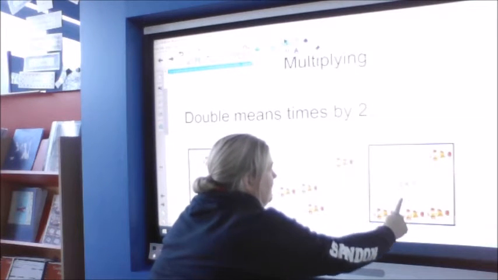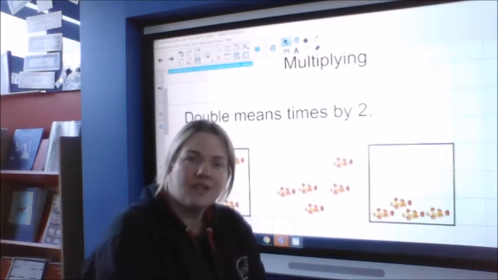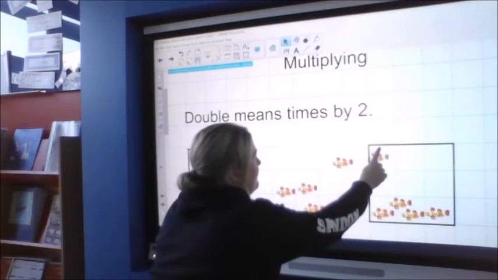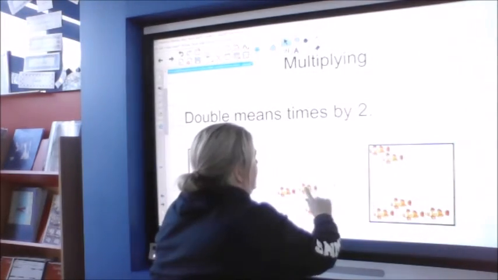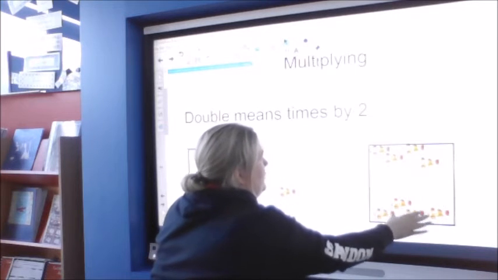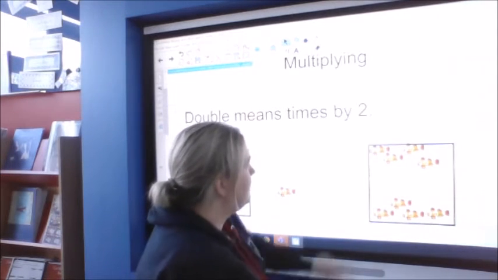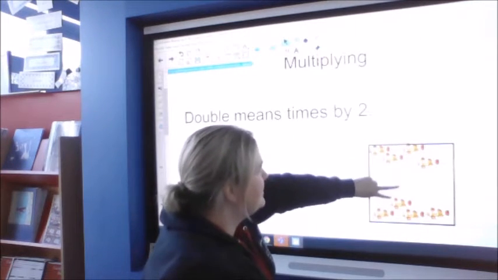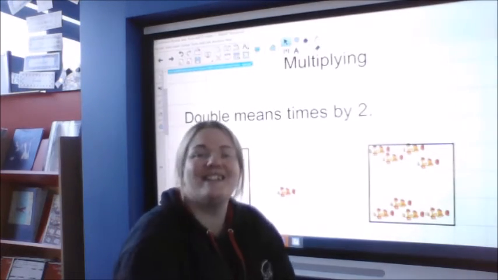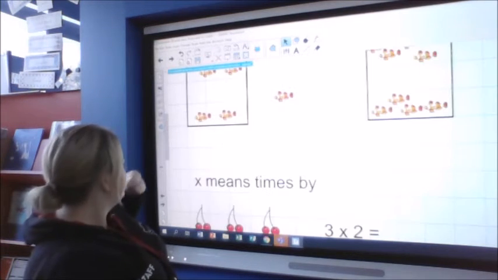Say Mrs. O'Keefe had 4 fish down here. How many would I need? That's right. 4 at the top because we're doubling 4. 4 there, we double it, we put 4 up there. Let's count them. We've got 2, 4, 6, 8. We know that double 4 is 8. Well done. Let's move on.